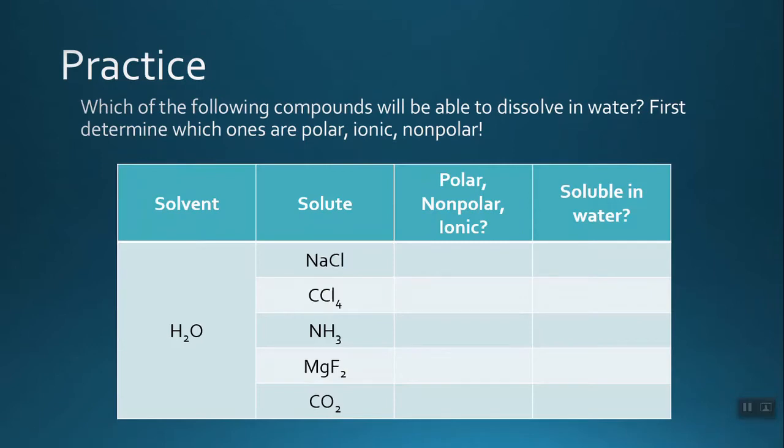So let's take a look at this practice problem. Which of the following compounds will be able to dissolve in water? First, determine which ones are polar, ionic, and nonpolar. Now, the first thing you need to do is really draw Lewis dot structures for those molecules that are covalent, right? Ionic we know is ionic because it has a metal and a nonmetal. Covalent has everything nonmetals. And then once you figure that out, you're able to apply it to the general solubility rule, like dissolves like. So let's take a look at our solvent, water. Now, I know you know what it already looks like, but just for the sake of reviewing, I'm going to go ahead and use this to review.